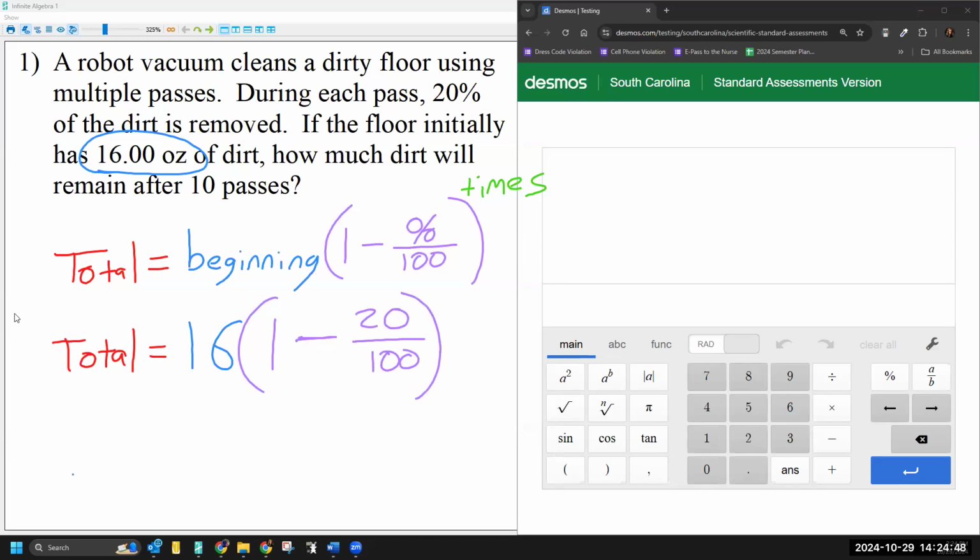Then it says how many times or how much time has passed. What do I got? Yes. So 3 numbers. Does everybody see where I got the 3 numbers from? Where I plugged them in. So we're going to come over here and I'm going to type it in just like it looks. Which one? The green. So in the bottom, it says how much dirt will remain after 10 passes. So 10 times. Basically, after I vacuum 10 times. So the number of times.